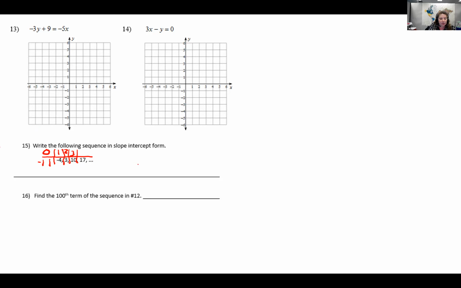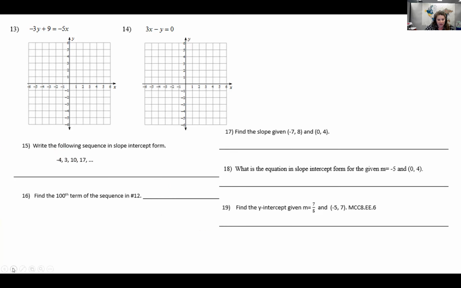So my slope is +7. So 7x, and my y-intercept is -11. So that's the equation. And then it says number 12, I think it means 15. Find the 100th term. So if I plugged in a 100 right here, so y equals 7 times 100 minus 11. So that would be 700 minus 11, which would be 689 would be the 100th term. We hadn't really done any of those. I don't think so.